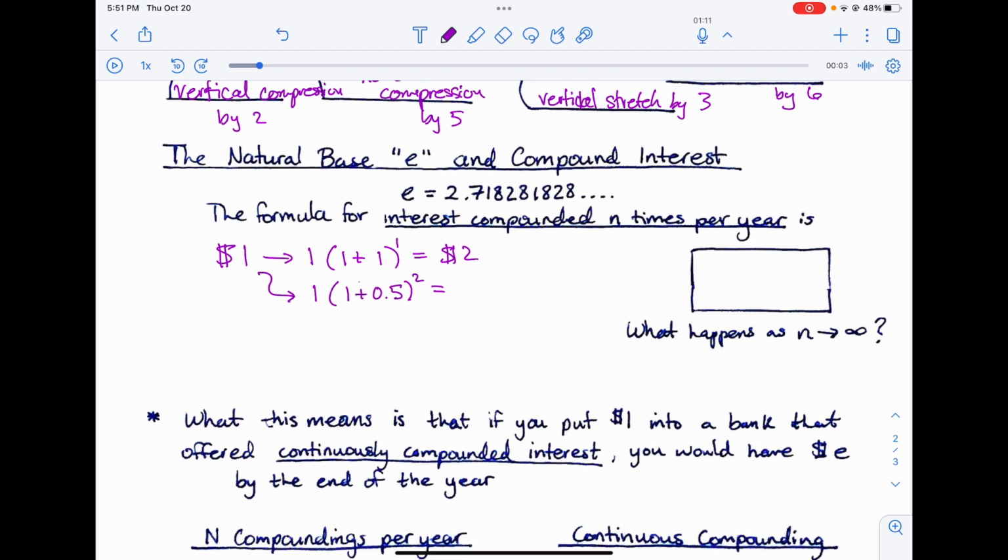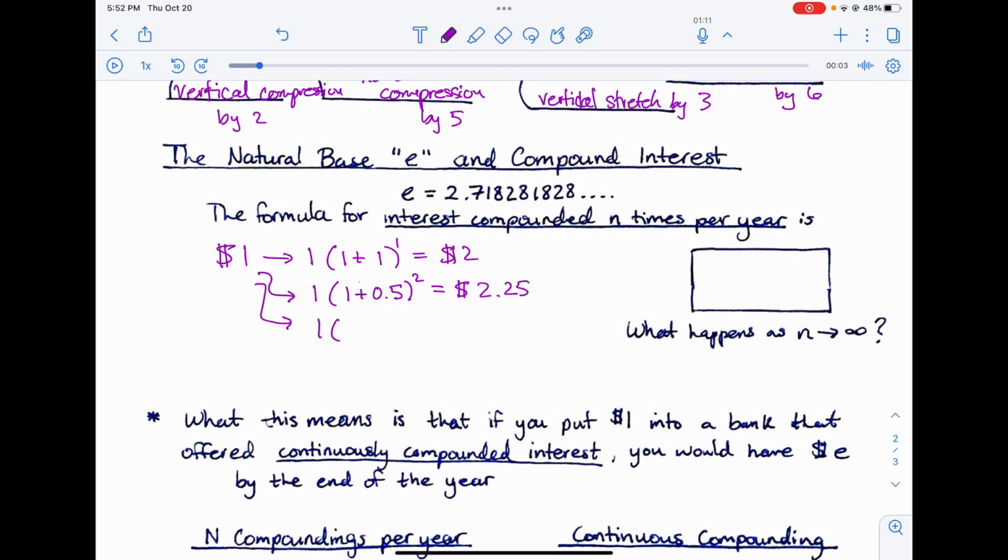Well, what is that going to give you? Let me bring up my little calculator here. That is going to give you 1 times 1.5 times 1.5, which is $2.25. So you actually get a little bit more money. And they could keep offering you other options.